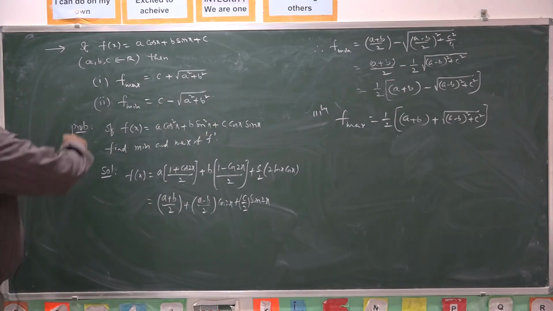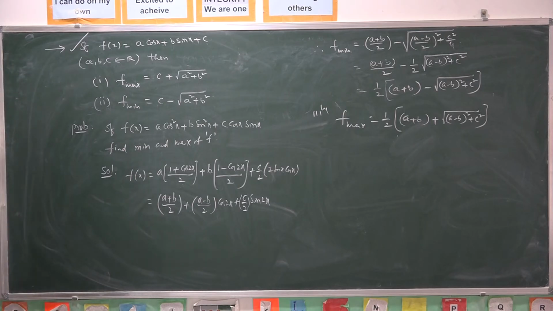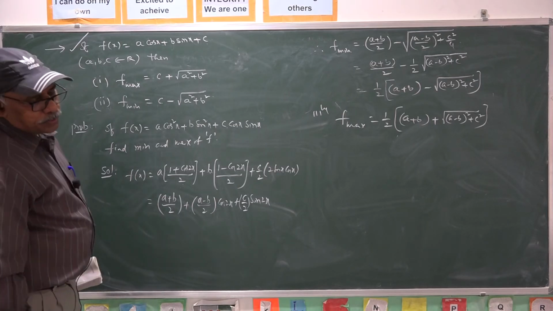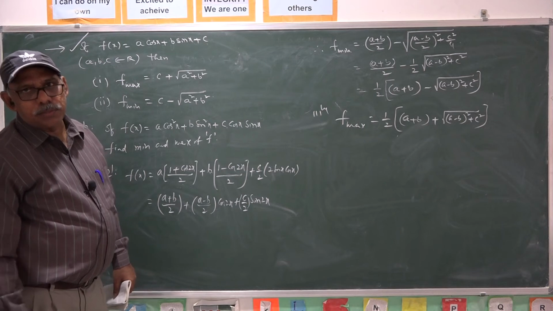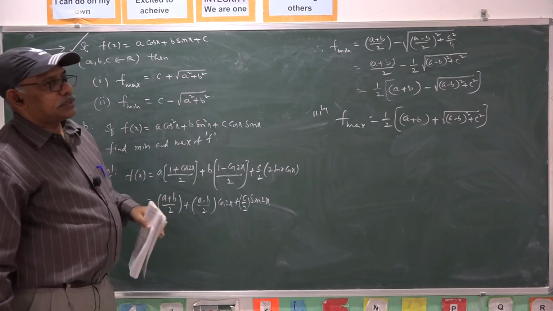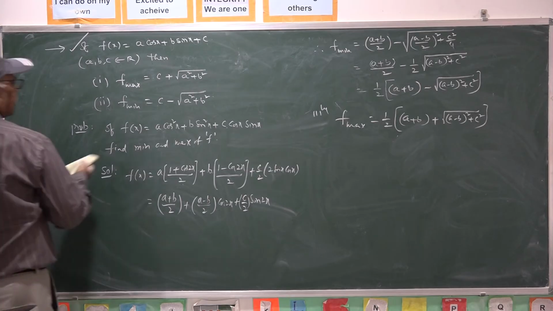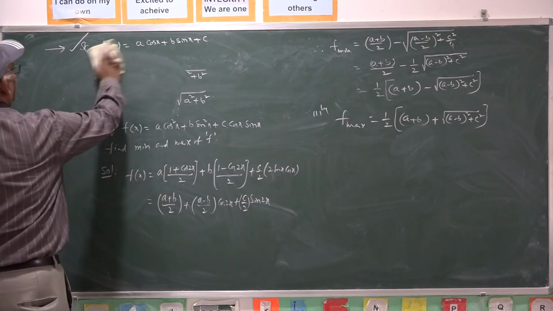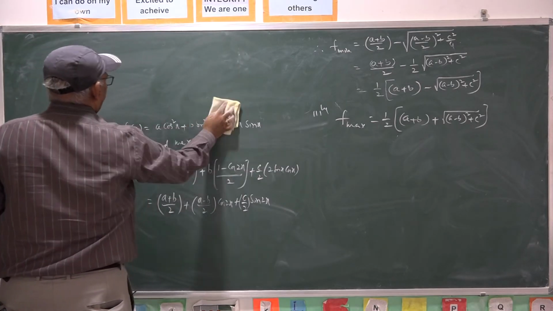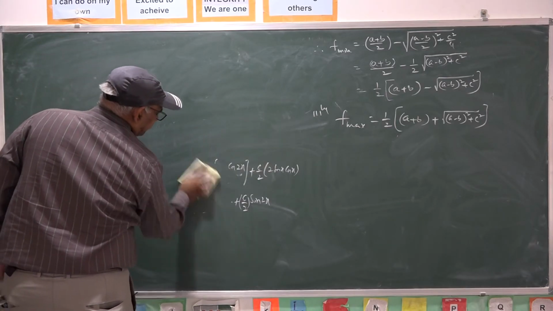So this is an important formula. Once the function is in the form of a cos x plus b sin x plus c, its maximum and minimum are c plus under root a square plus b square, and c minus under root a square plus b square. This is one important formula for finding the minimum and maximum of trigonometric functions in such form.